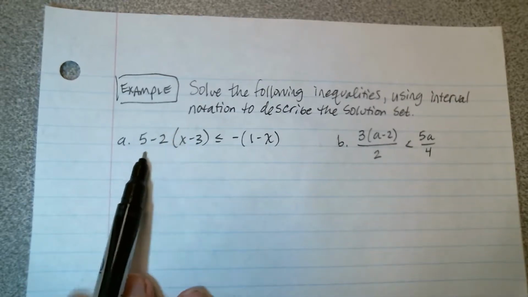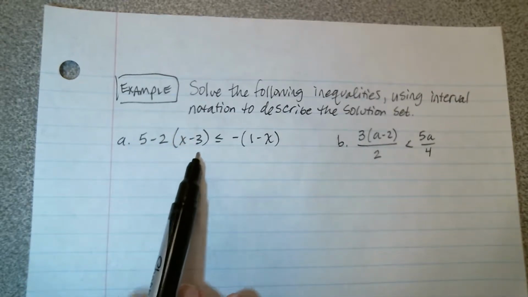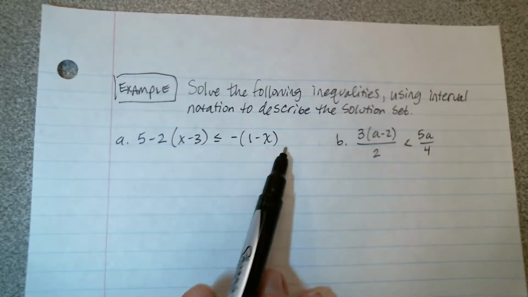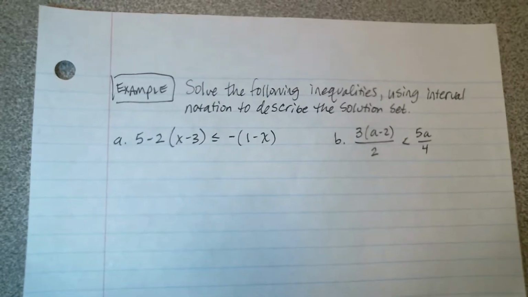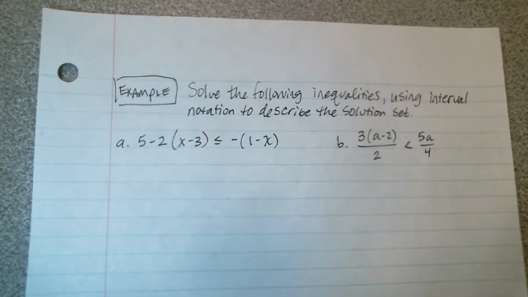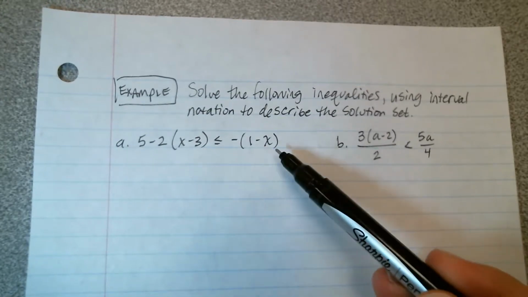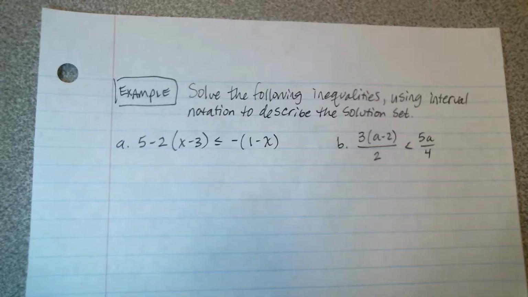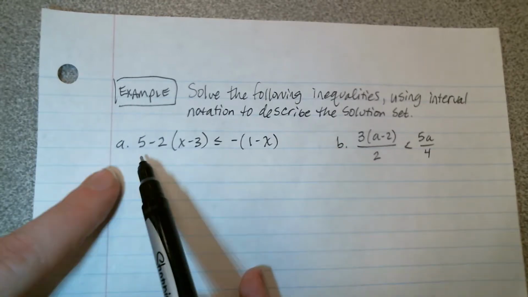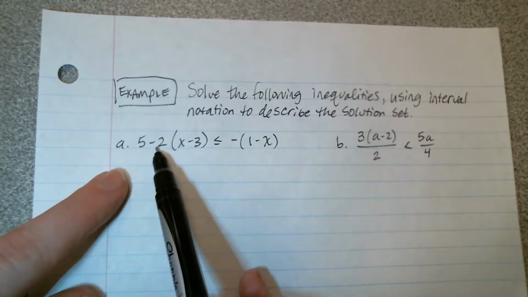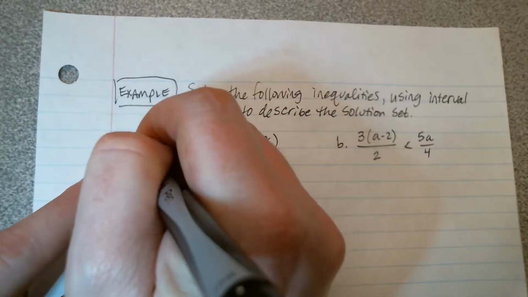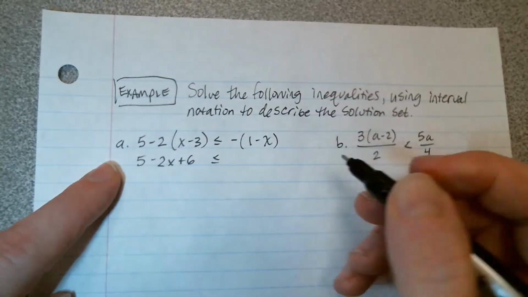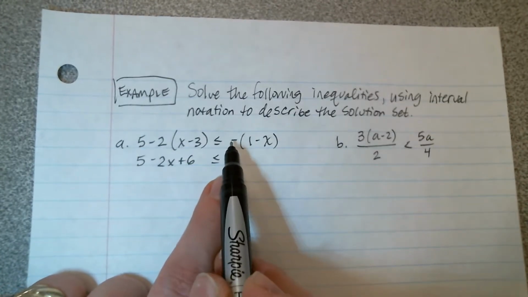So I have 5 minus 2 times the quantity x minus 3 is less than or equal to negative of the quantity 1 minus x. So the first thing I'm going to do is simplify each side of this inequality separately before I start combining like terms. So on the left-hand side, I'm going to distribute this negative 2. And on the right-hand side, I'm going to distribute this negative.